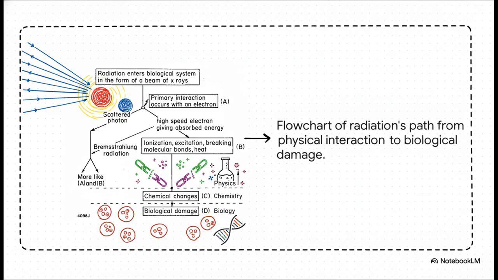Then, that high-speed electron zips through your tissue, causing all sorts of havoc: ionization, breaking molecular bonds, which then leads to chemical changes, and ultimately the biological effects that we think of as radiation damage. But for today, we're going to zoom all the way in on that very first crucial step, that primary interaction. What is actually happening in that first trillionth of a second?